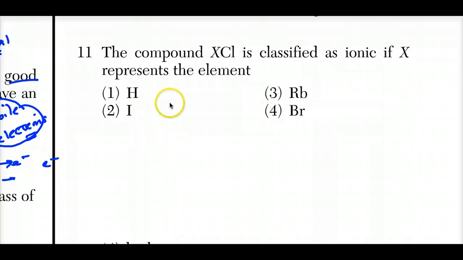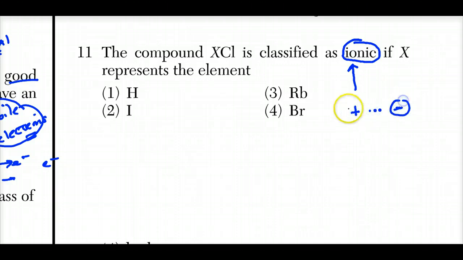Number 11, a compound XCl is classified as ionic if X represents the element. Okay, so ionic, this is something you desperately need to know, is made of ions. It's the bonding between ions. So it's a positive ion attracted to a negative ion. The question is, how did that occur? How do we make a positive ion?